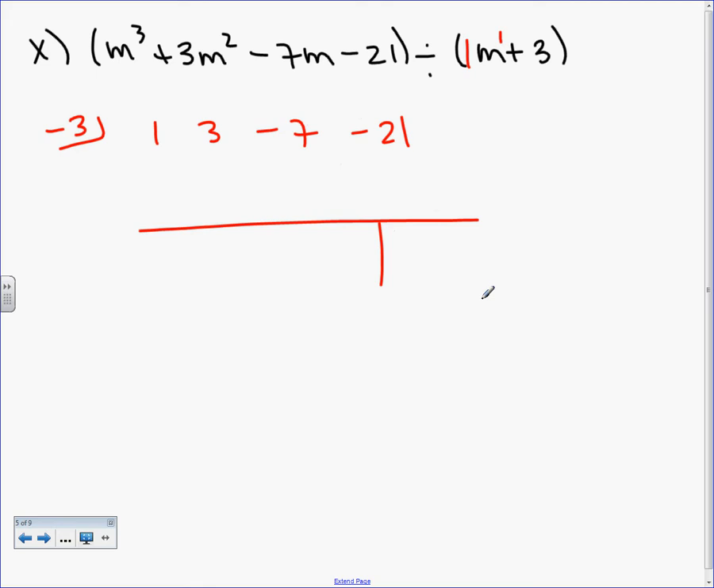Okay? All you do is you bring down this first number. You don't do anything to it at all. You just bring it down. Anything under the line gets multiplied by whatever's in the box. So what's 1 times -3? -3. Anything in here gets added together. What's 3 plus -3? 0. Under the line times the box. What's 0 times -3? Add.